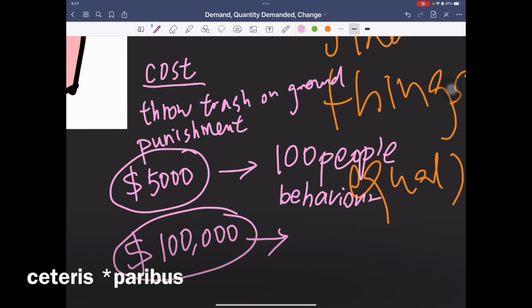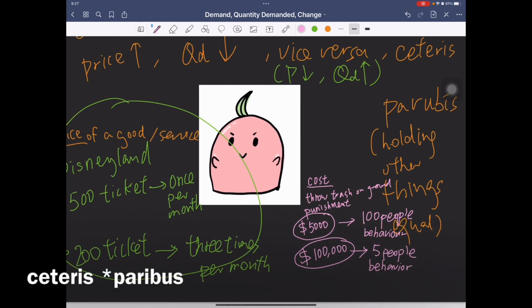So people know that they shouldn't do this wrong behavior. So perhaps there will be only 5 people trying to attempt this wrong behavior. So this time we treat cost as a price. If the cost increases, the quantity demanded for the action of throwing trash on the ground will decrease. So again, this illustrates our law of demand.